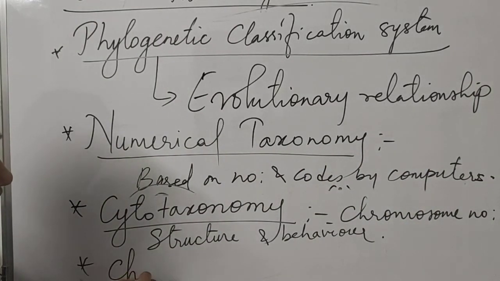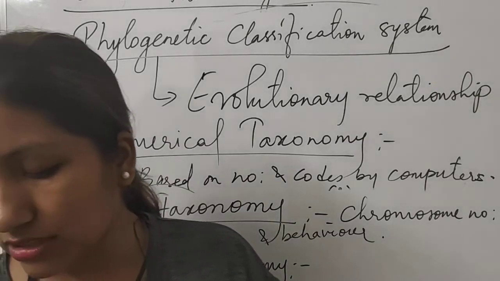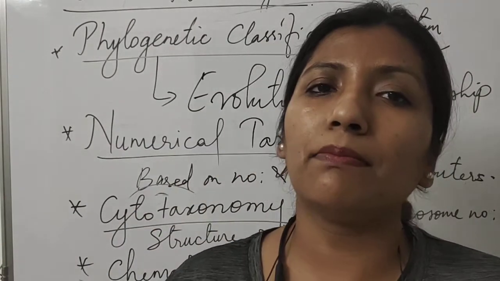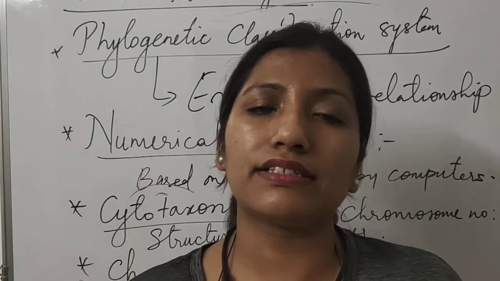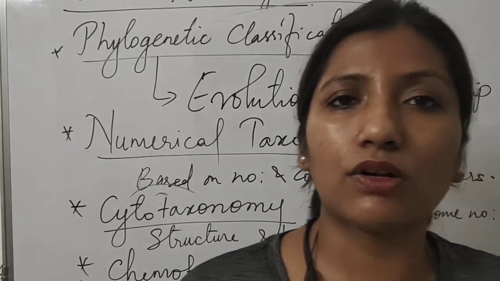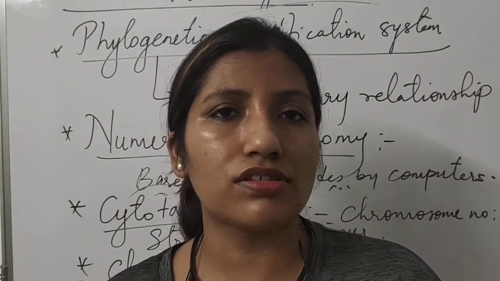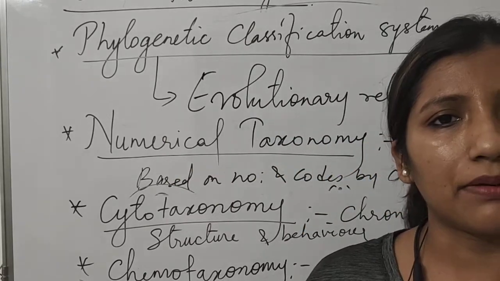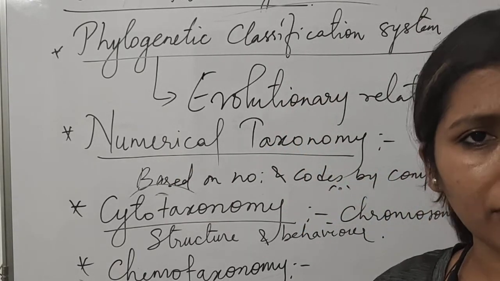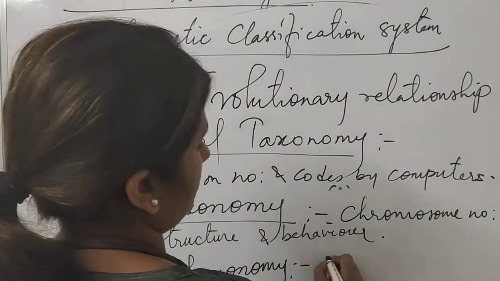The next is chemotaxonomy. Chemotaxonomy is based on the chemical constituents of the plants. Some plants we categorize separately, and other plants we categorize separately, because the plant cell wall is made up of different components. Like some plant cell walls are made up of pectin, some are made up of cellulose. So on the basis of that we differentiate them. So we say chemical composition. I just gave you one example. Like that, on the basis of chemical composition we differentiate different organisms.